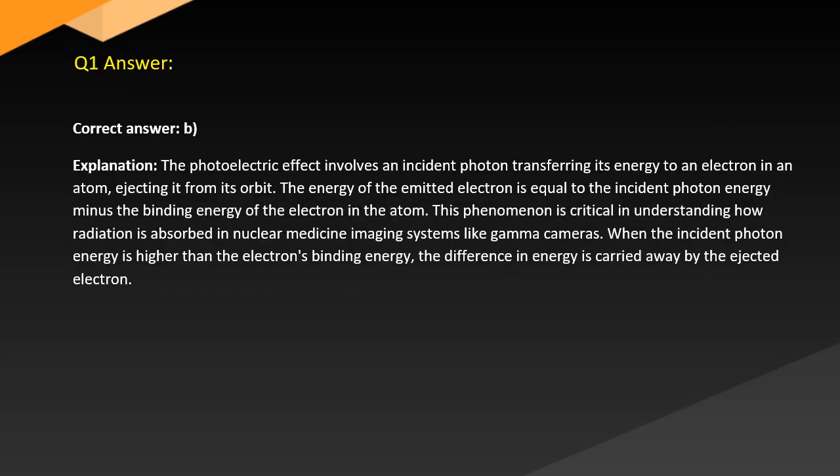Answer. Correct answer: B. Explanation. The photoelectric effect involves an incident photon transferring its energy to an electron in an atom, ejecting it from its orbit. The energy of the emitted electron is equal to the incident photon energy minus the binding energy of the electron in the atom. This phenomenon is critical in understanding how radiation is absorbed in nuclear medicine imaging systems like gamma cameras. When the incident photon energy exceeds the electron's binding energy, the difference in energy is carried away by the ejected electron.